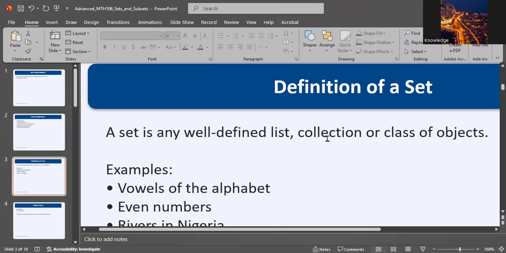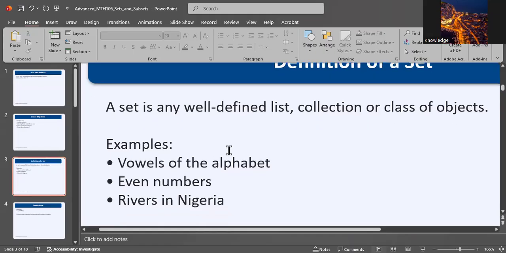So if I'm saying a set of kitchen utensils, it's a collection of things we can find in the kitchen. So anybody can start guessing: pot, plate, spoons, gas cooker, electric stove, and so on. So people can start guessing what would be in that set. Or it can also be a class of objects. So in essence, a set is any well-defined list, collection, or class of objects. That's what you should know.